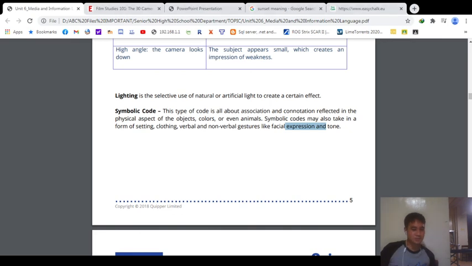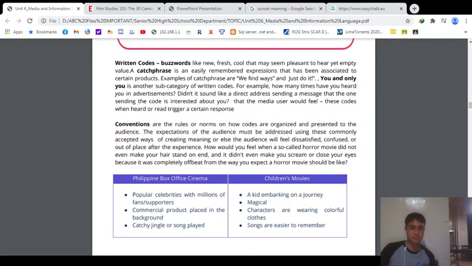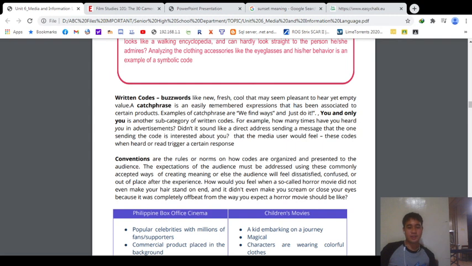So that's how you create a story, no? Okay? Using symbolic codes, then written codes. Okay, a catchphrase. What catchphrases do you already know, no? Like BDO and Nike: "Just do it," and "You and only you," is another subcategory written in codes, no? Okay?